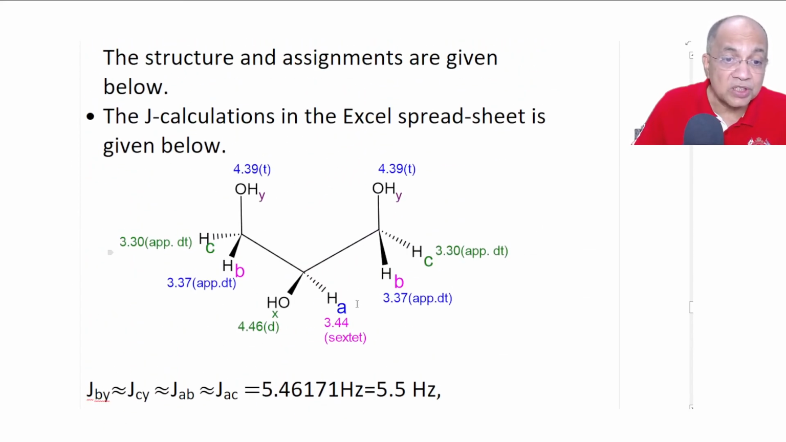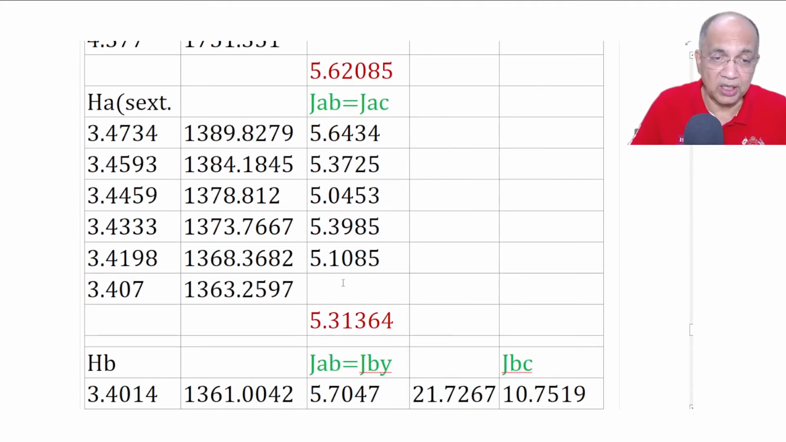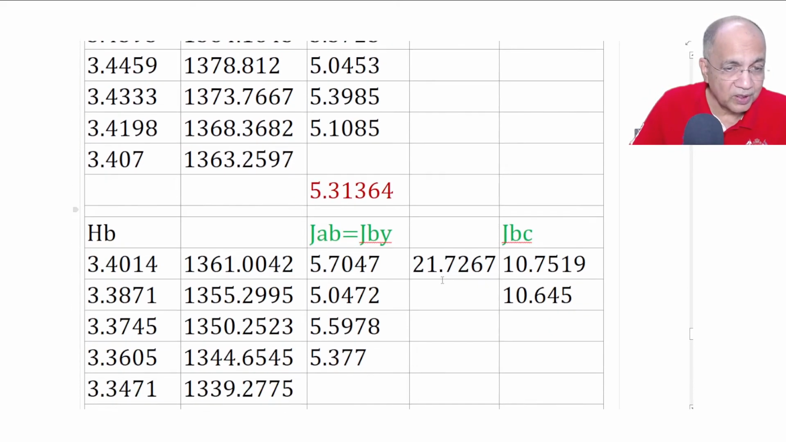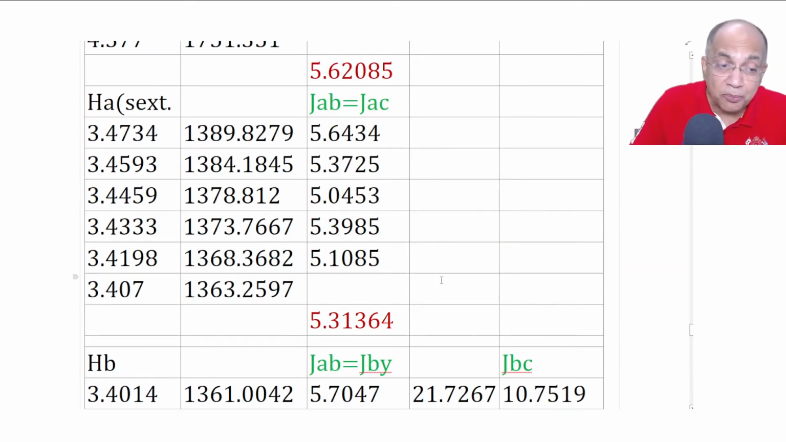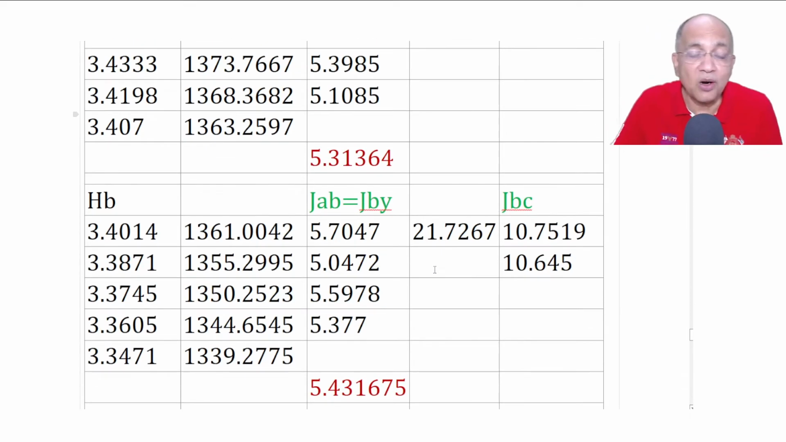Then HA, which is a sextet, we have to consider as a symmetrical sextet. So we have to use this minus this, this minus this, this minus this, this minus this. So out of these 6 values, so 5 values, the average is 5.3, right? Now the tricky part is HB. This is the trickiest part, to find out the big J and the small j.